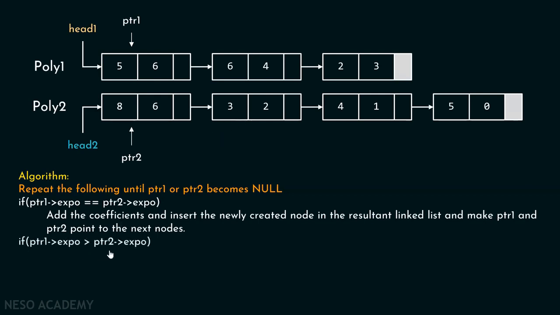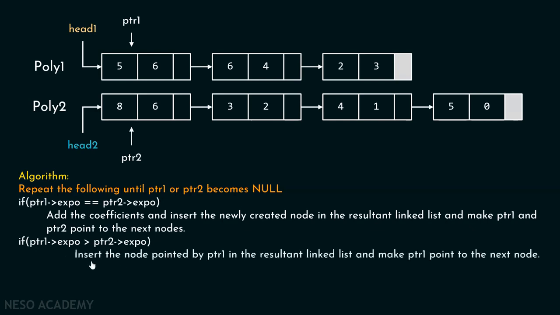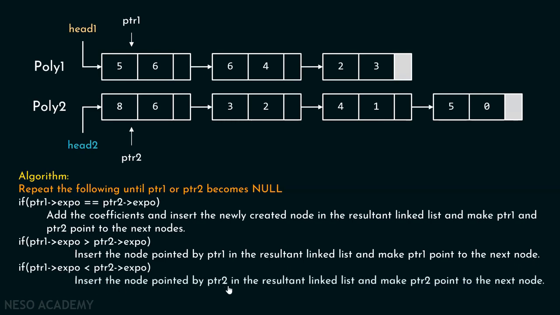If PTR1 expo is greater than PTR2 expo, then insert the node pointed by ptr1, because the node which has the highest exponent must be added to the resultant linked list, right? And then after that we will make ptr1 point to the next node. This makes sense? Now if ptr1 expo is less than ptr2 expo, in that case insert the node pointed by ptr2 in the resultant linked list and make ptr2 point to the next node. This is the complete algorithm. It is simple to understand.